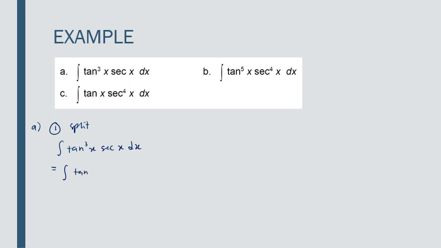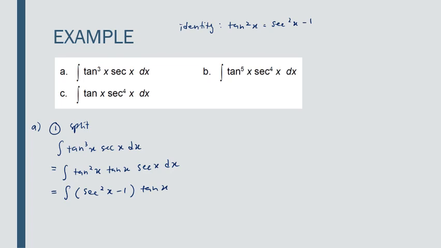It becomes the integral of tangent square x tangent x secant x dx. And then we use the identity. So what is the identity that we use? The identity: tangent square x equal to secant square x minus 1. So substitute tangent square with secant square x minus 1, times tangent x secant x dx.